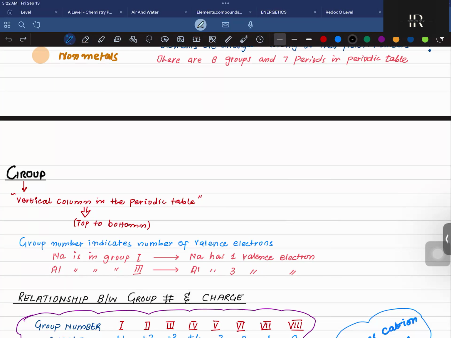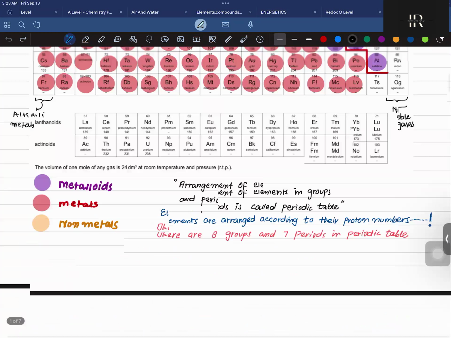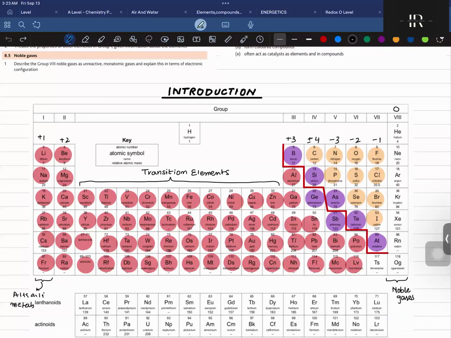Group number indicates the number of valence electrons. Basically, this is the characteristic of a group. If you know the group number, what is the benefit of that? The group number is going to tell you the total number of outer electrons.